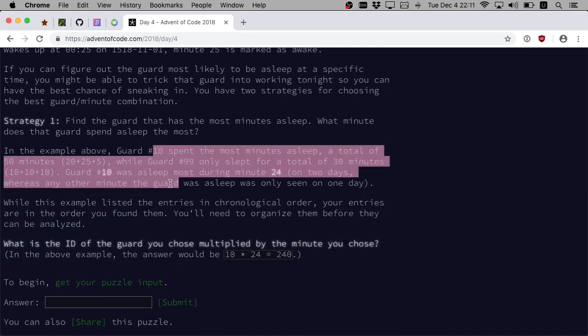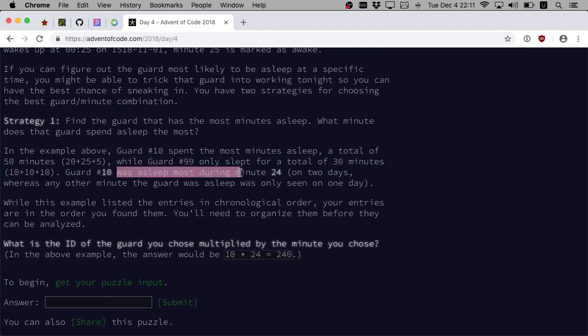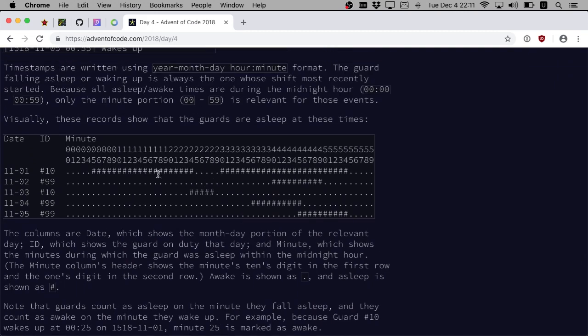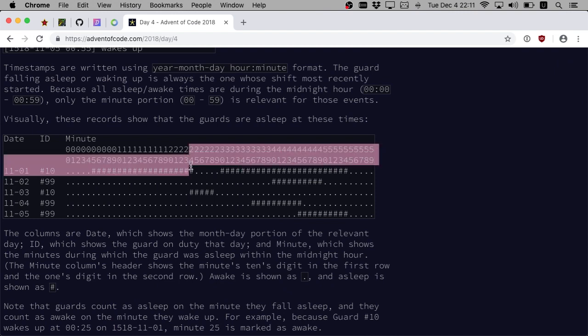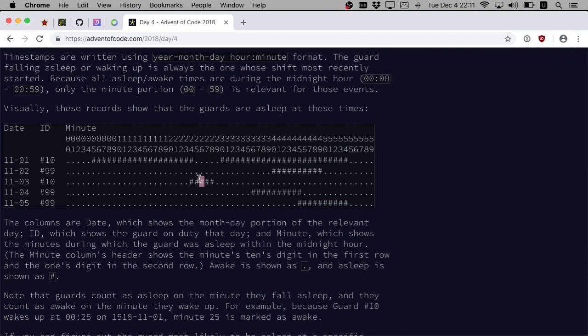In the example, guard 10 spends the most minutes asleep. Okay, that is fine, a total of 50 minutes. Guard 10 was asleep most during minute 24, on the minute 24 here. Does it mean most asleep? Oh, sorry. So he was also asleep on another day. Okay.